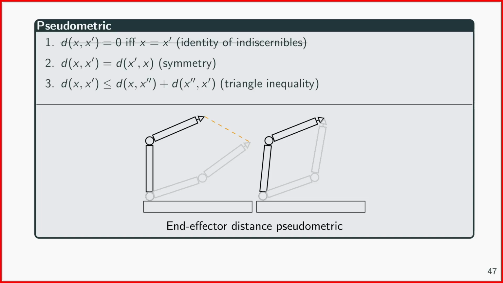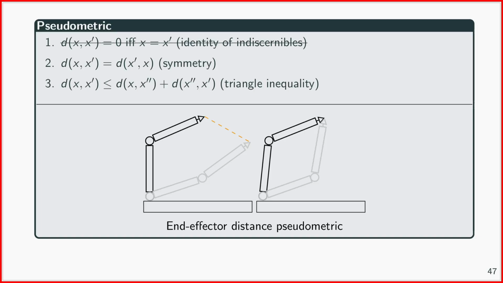And one example of that is the end-effector distance. So here we have a small 2D degrees of freedom robot, and you want to measure distances by the distance of this end-effector here of the robot, so the last point on the chain.